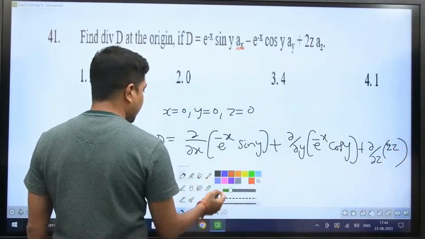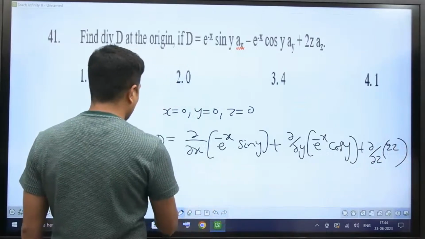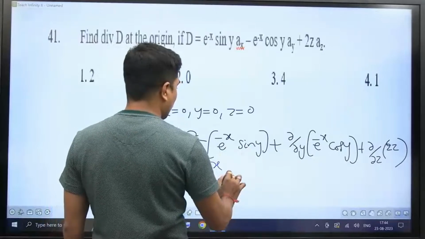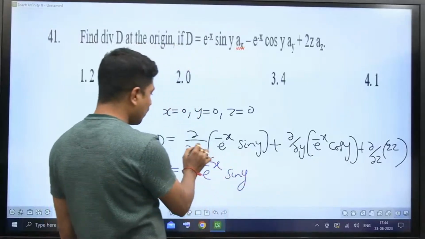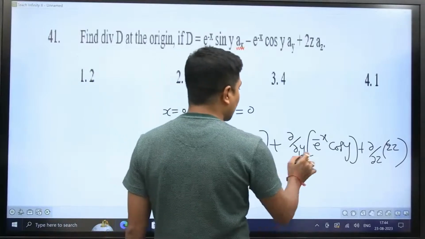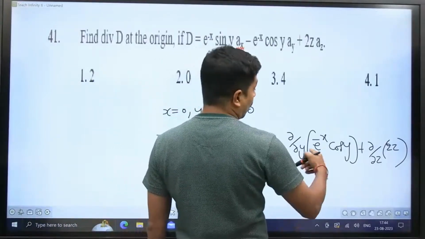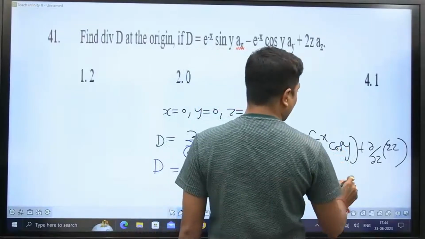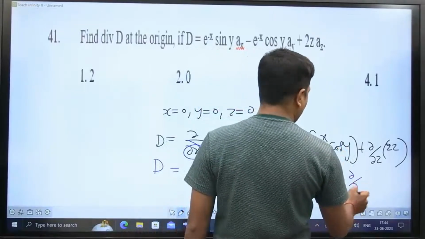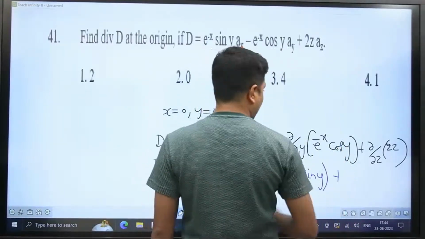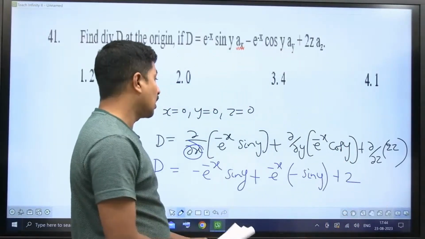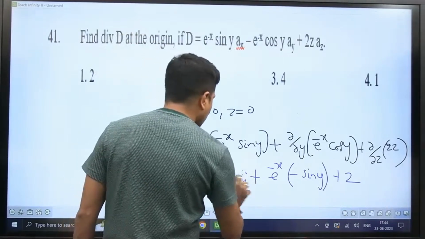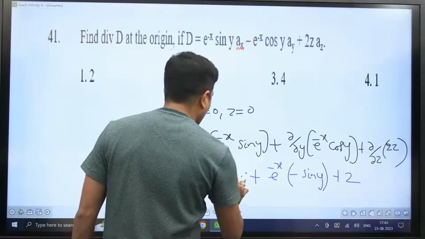Now, divergence D is equal to minus e power minus x into sin y only, because I'm doing the derivative with respect to x, plus e power minus x only, and the derivative of cos y with respect to y will be minus sin y, plus dou by dou z, it is 2. Now at origin we have to substitute. This is cos y. I wrote it wrong.